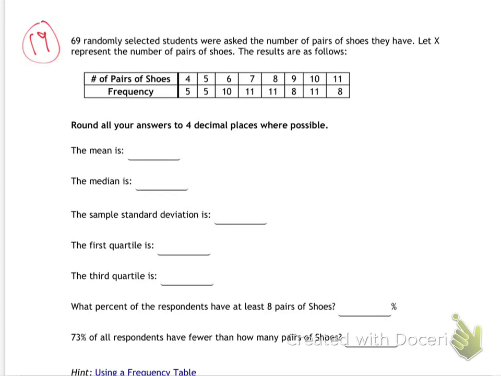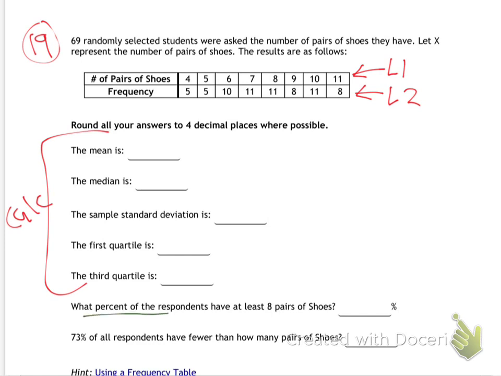So number 19, it's the same thing. I just want to show you. Basically, this list in the top is going to be your L1. Remember, the frequencies are L2. Just put them in your calculator, hit the buttons. And then at the bottom, so I'm going to solve this just off your calculator. And then at the very bottom, they ask a couple tricky questions. What percent of the respondents have at least 8 pairs of shoes? What percentage have at least 8 pairs of shoes?